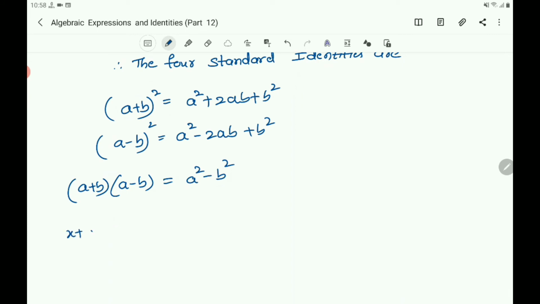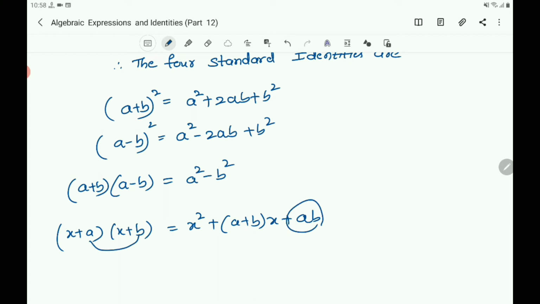Then x plus a into x plus b equals, you write x square plus a plus b into x plus ab, square of the first term, sum of the second terms into first term, and the product of the second terms. These are the 4 identities you got here.